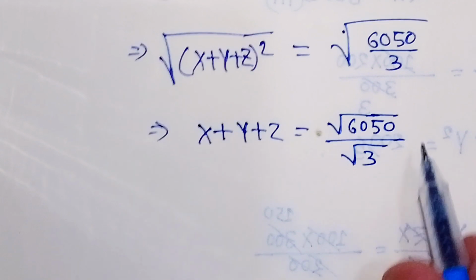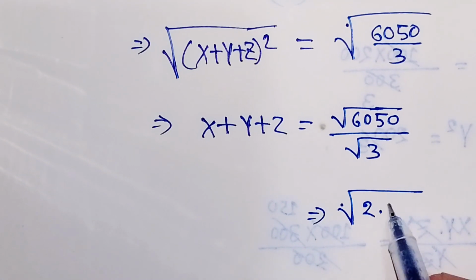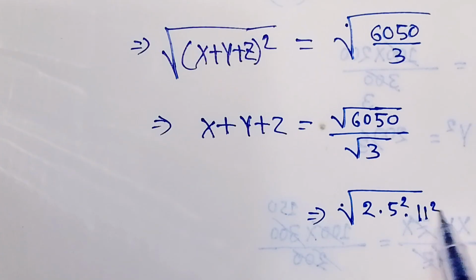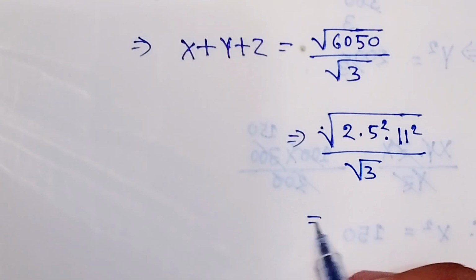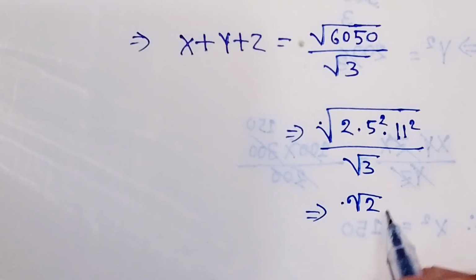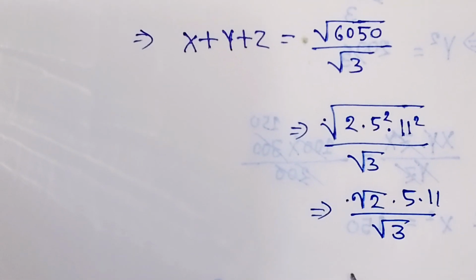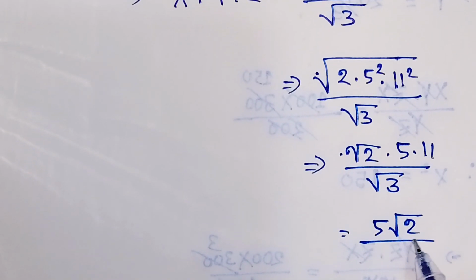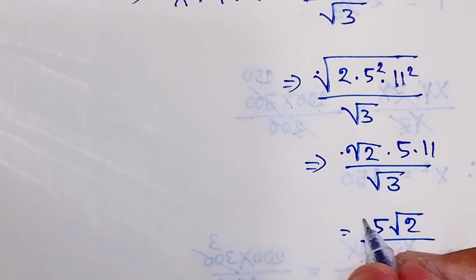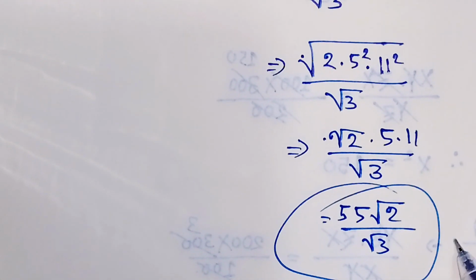And we can simplify this equation: root over 2 times 5 squared times 11 squared divided by root 3. We can write it like root 2 times 5 times 11 divided by root 3, so this is 55 root 2, and root 3 will be root 3, and this is our final answer.